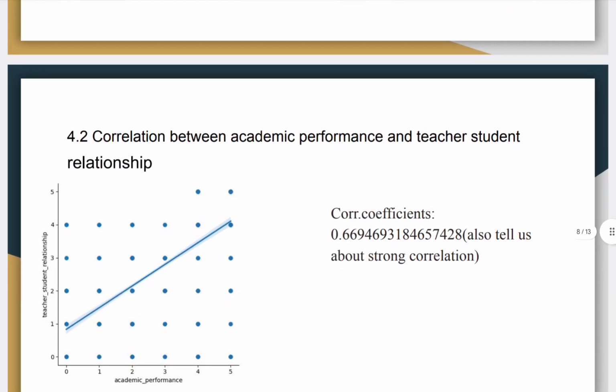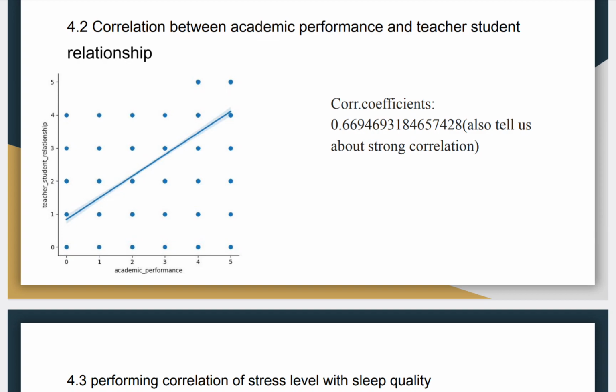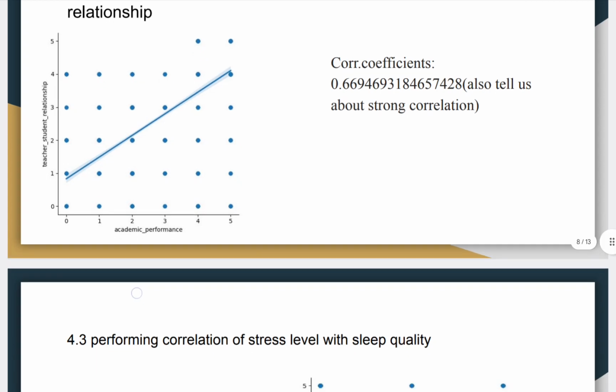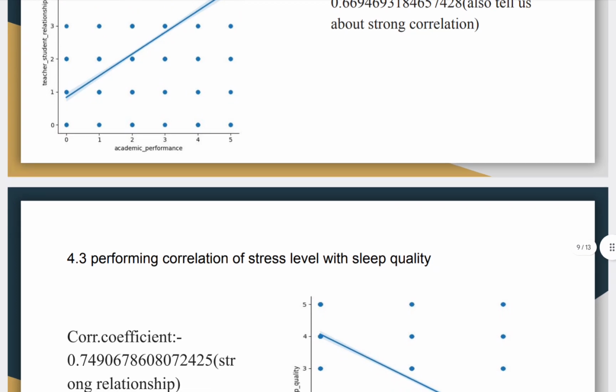The second one is the correlation between academic performance and teacher-student relationship. The correlation coefficient is 0.66. Here is the plot, the line of our plot. It also tells about a strong correlation. It says that if the teacher-student relationship is good, academic performance will also be good.